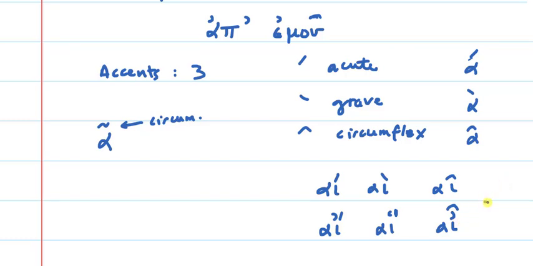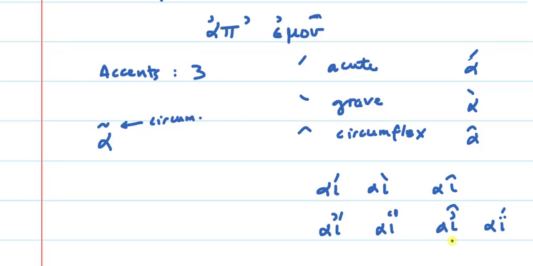Okay? Yes? Can you use a diaeresis and an accent on the same letter? Yes, and if you have a diaeresis, it would look like that. Okay? Good question. All right. Excellent.